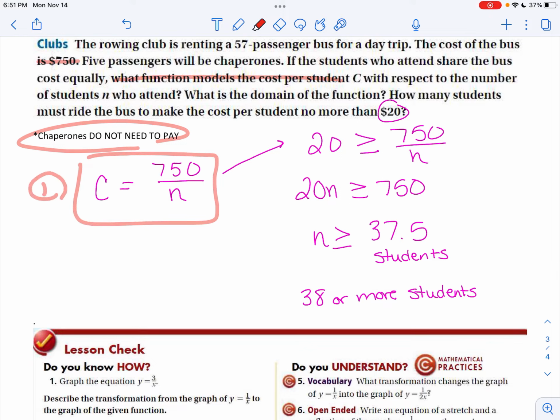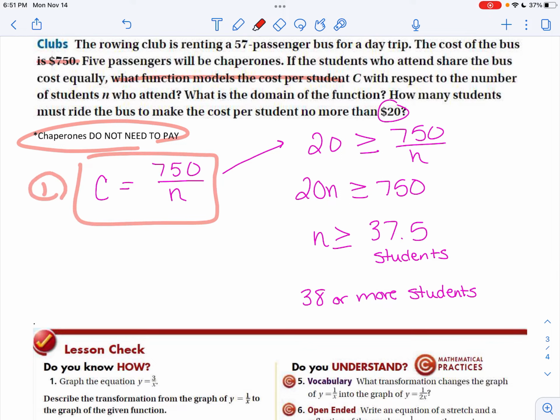I hope you agree that we could have 0 students all the way to not 57 students, but the 57-passenger van, take away the 5 chaperones, would be 52 students. So the second question did ask about the domain. I got too excited and I rushed ahead. Here's our domain. Number 2, it asked about the domain.